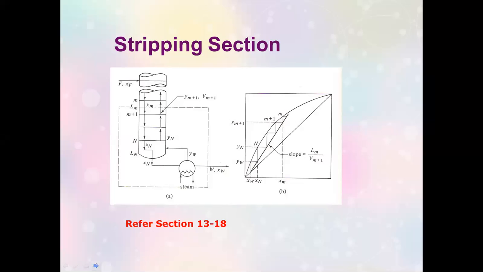In terms of drawing or depicting the operating lines on the XY diagram, this line is drawn last. Because after you have started with the drawing of the enriching section operating line, the next one is the Q line. This one follows where the Q line and the enriching section operating line intersect. But nonetheless, this is the stripping section operating line.